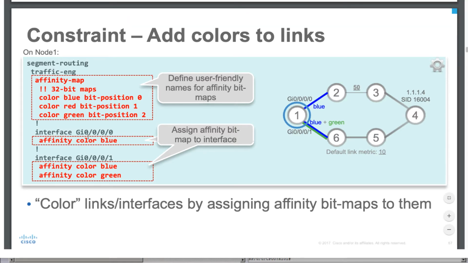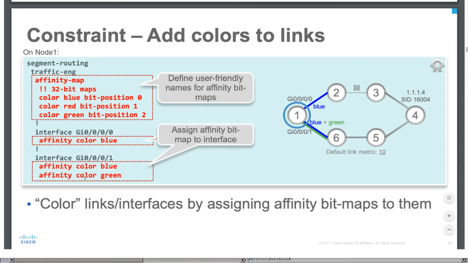Here we are saying interface. This is the interface that we are picking, gig 000. And here we are saying affinity color blue. So that means we have just colored this link with bit position 0, and the human-friendly name for bit position 0 is blue. So the link between node 1 and node 2 is colored with color blue. Similarly, in this example, the link between node 1 and node 6 has been colored.